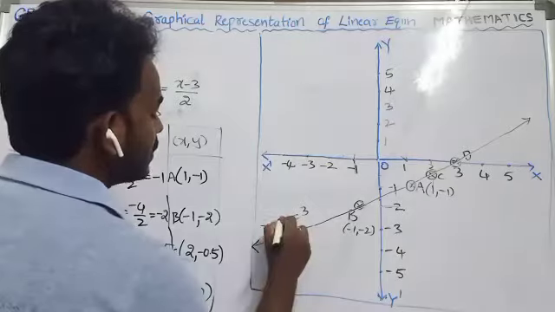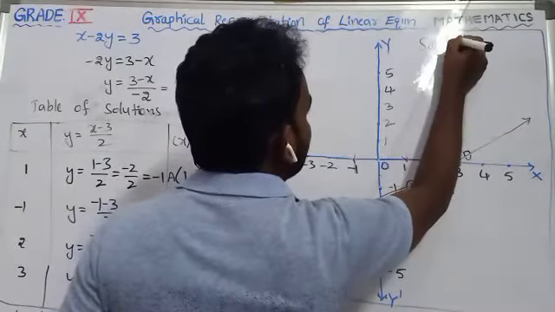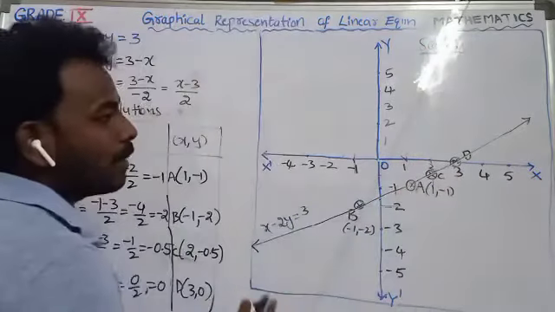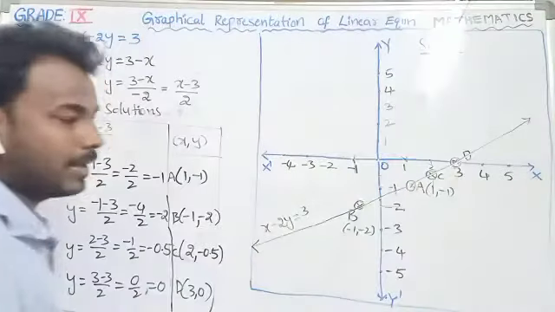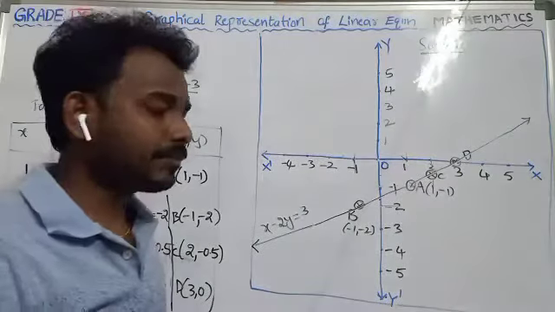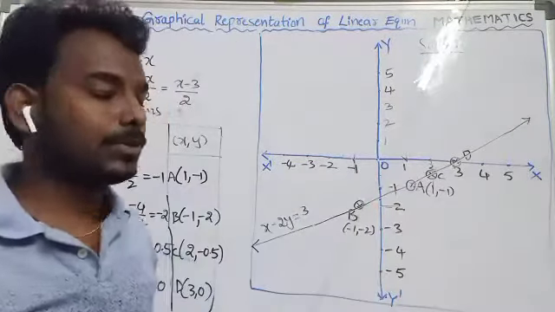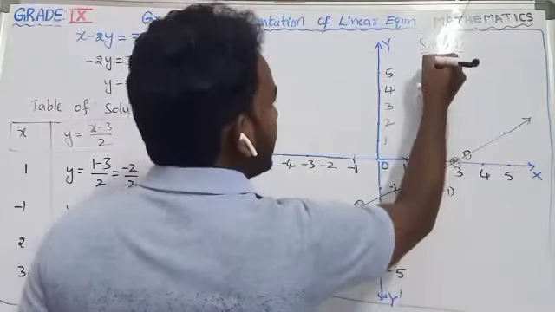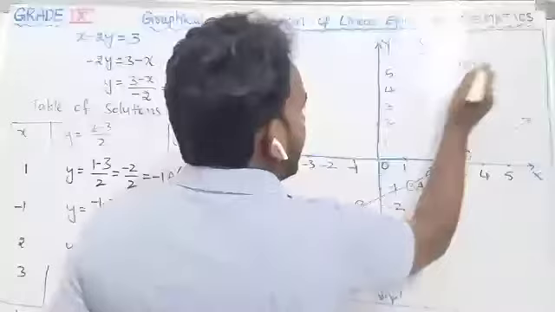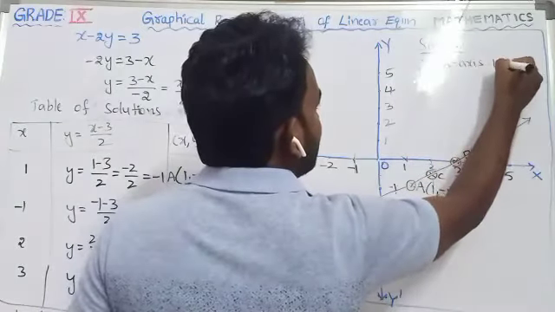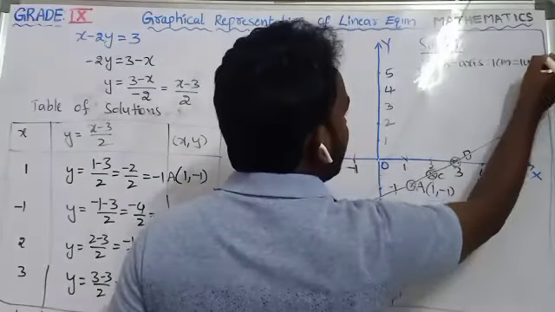And one of the most important things is the scale. What you have taken as the scale should be written at the top right corner of the graph. This is one of the important things you need to remember. Here the scale carries 1 mark. Scale should be written as: on the X axis, 1 centimeter is equal to how many units we took? Only 1 unit. 1 centimeter is equal to 1 unit.